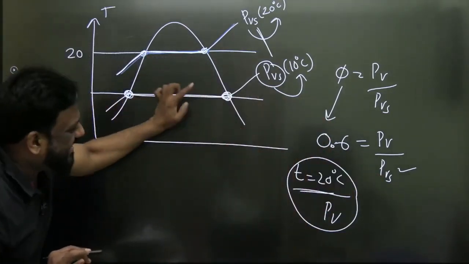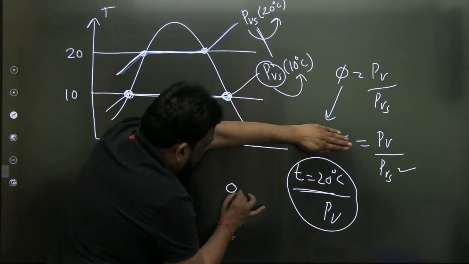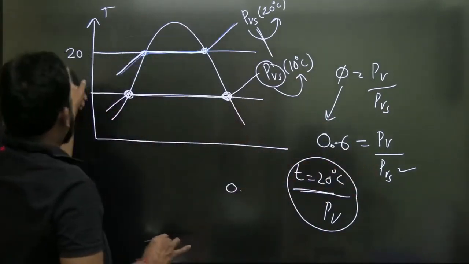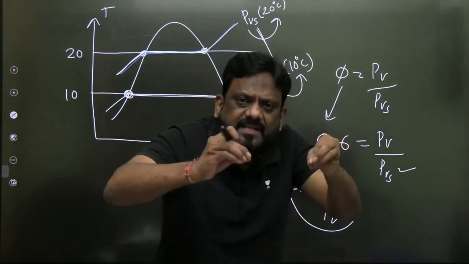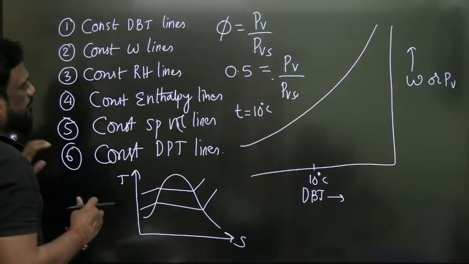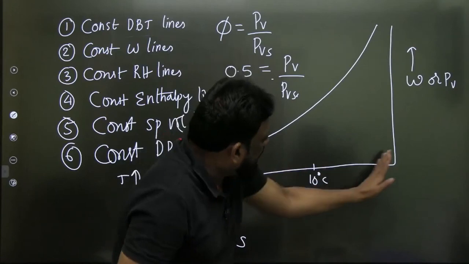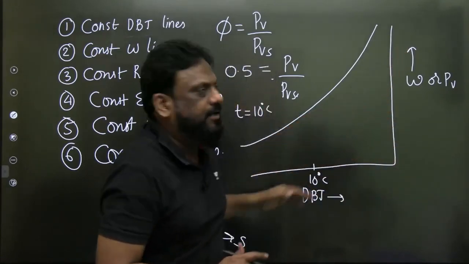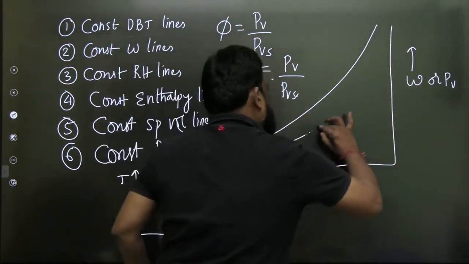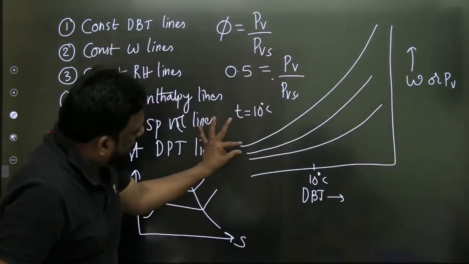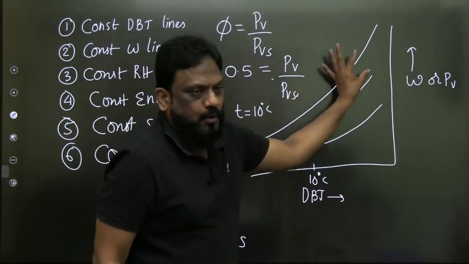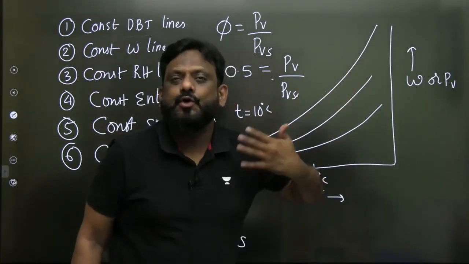Similarly, now you take another temperature. For the same relative humidity, for another temperature, you get another PVS. So like this, you get sets of temperatures and sets of PV. When you plot, you will get something like this. The spacing here is less, the spacing here is more. So these are constant relative humidity lines.